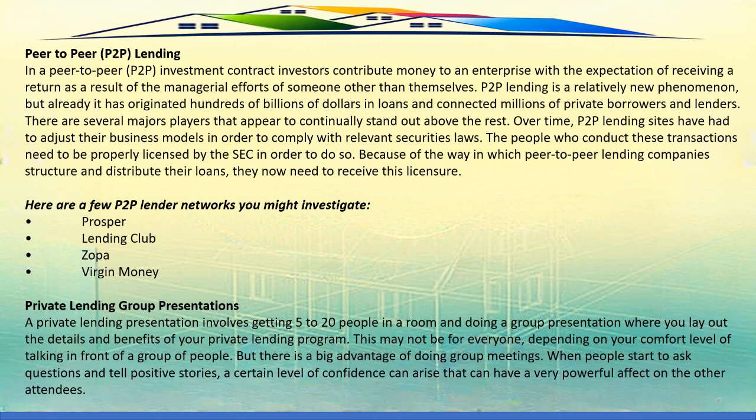Private lending group presentations. A private lending presentation involves getting 5 to 20 people in a room and doing a group presentation where you lay out the details and benefits of your private lending program. This may not be for everyone, depending on your comfort level of talking in front of a group of people. But there is a big advantage of doing group meetings. When people start to ask questions and tell positive stories, a certain level of confidence can arise that can have a very powerful effect on the other attendees.